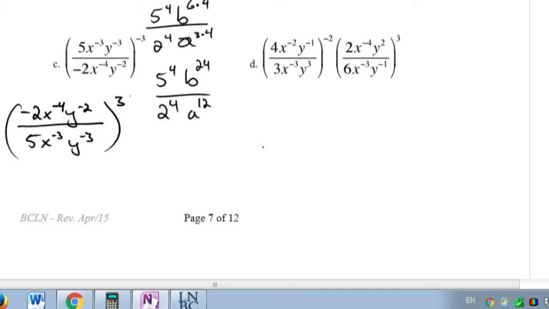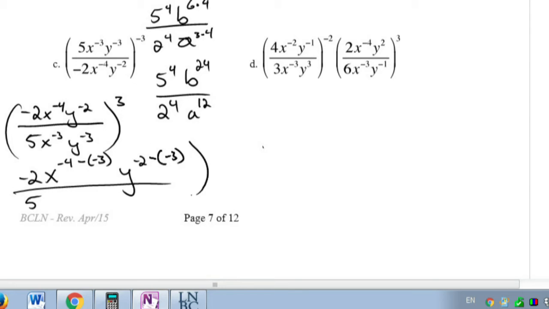So I got rid of the negative exponent on the outside. Now I can simplify my x's and y's. The 2 and the 5, I can't simplify those, so they're just going to stay like they are. So -2 on the top, I'm going to have a 5 on the bottom. I have x to the -4 on the top, and I'm going to subtract -3 because I had a 3 on the bottom. And then I'm going to have y to the -2 on the top, and because I'm dividing, I'm going to subtract -3. And this is all to the power of 3 still.